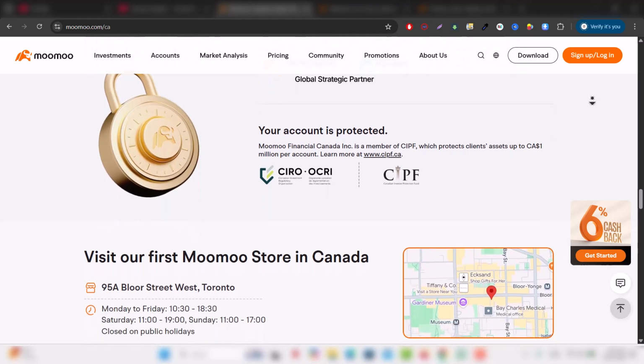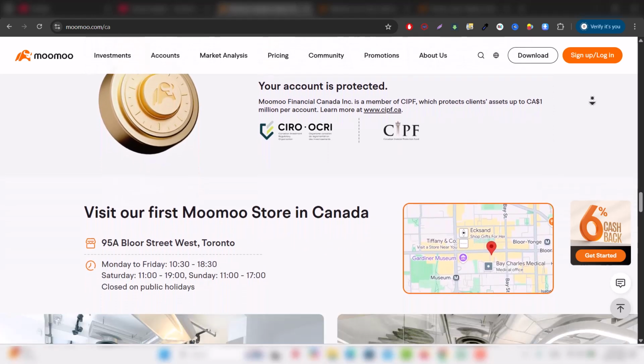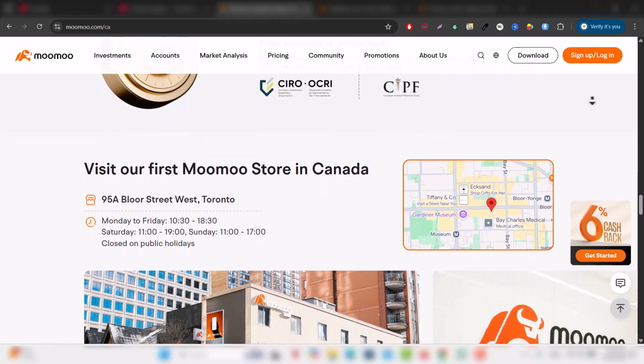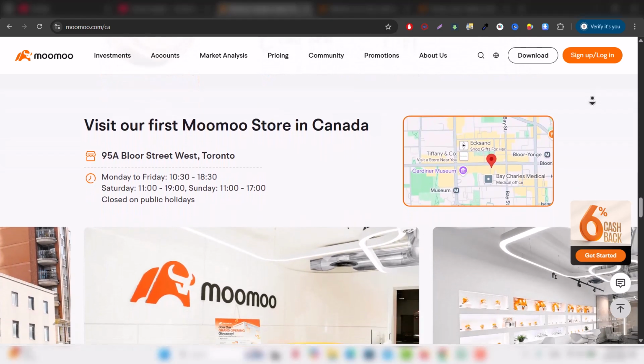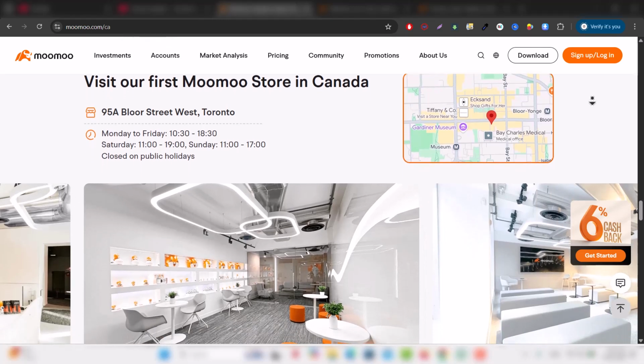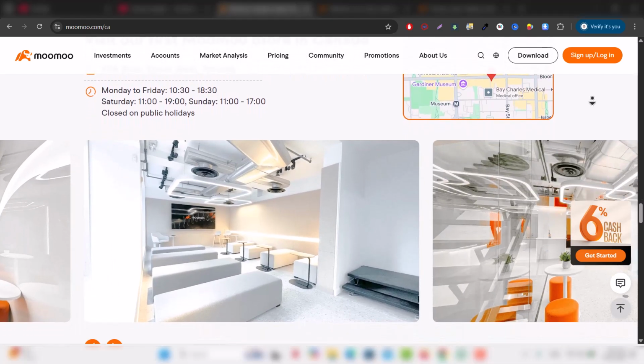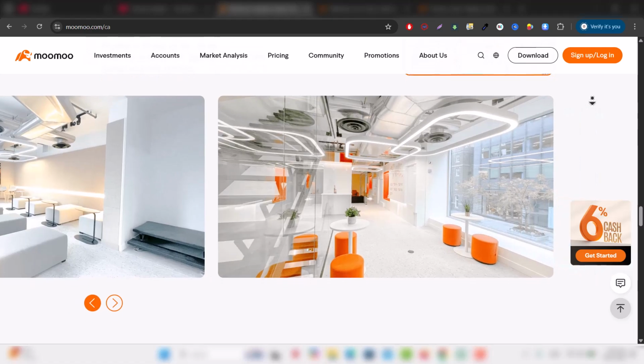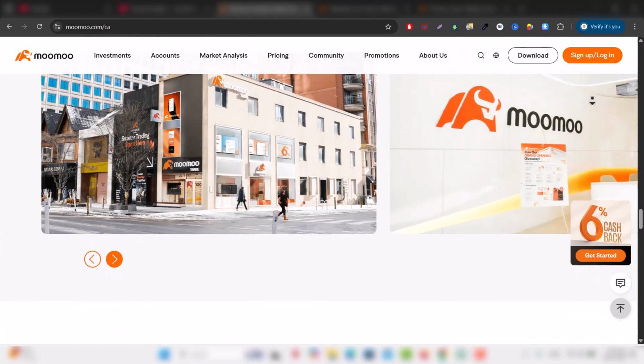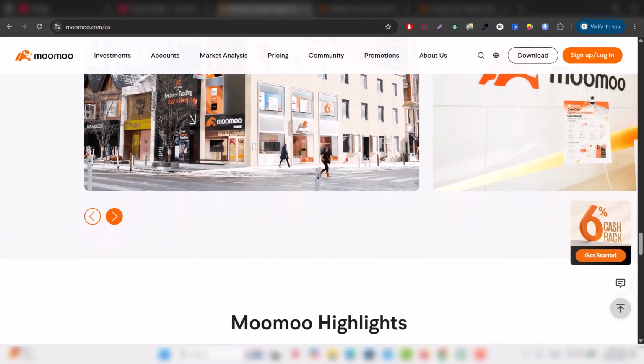So, who is MooMoo Canada best for? It's especially great for Canadian investors who want to trade stocks and ETFs without breaking the bank. People who value advanced charting tools and technical analysis. Long-term investors using TFSA or RSP accounts. Traders who want to practice with paper trading before risking real money.